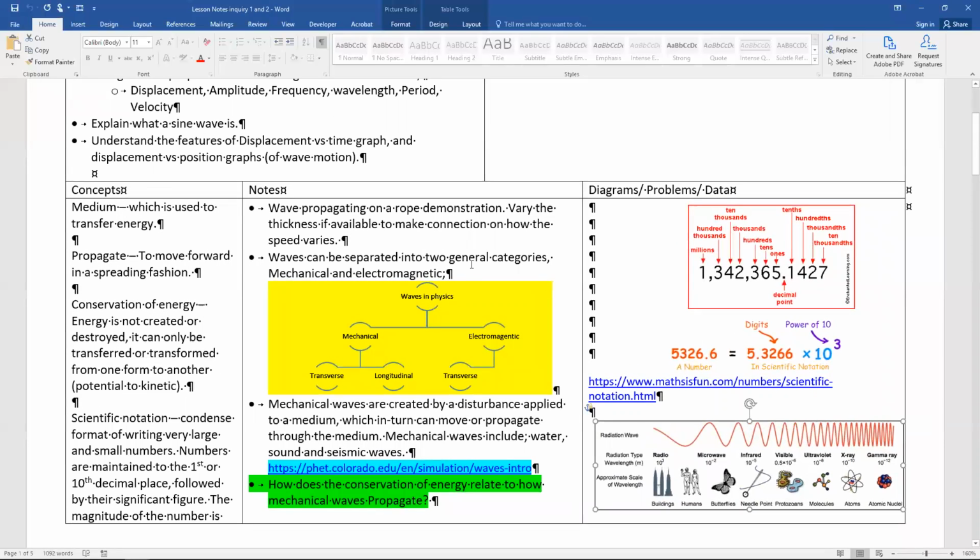Now, remember, we've talked about two major types of waves. We've got mechanical, and we've got electromagnetic. Electromagnetic waves travel at the speed of light. Mechanical waves require a medium and have some kind of finite speed determined by that medium. Mechanical waves can be broken down into transverse and longitudinal, whereas electromagnetic waves are just transverse waves.